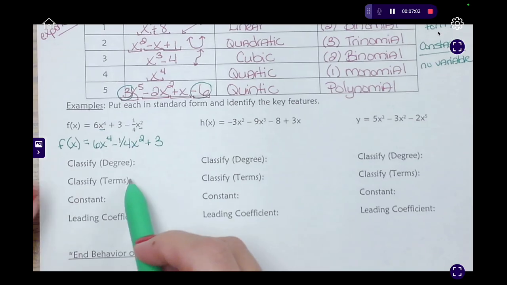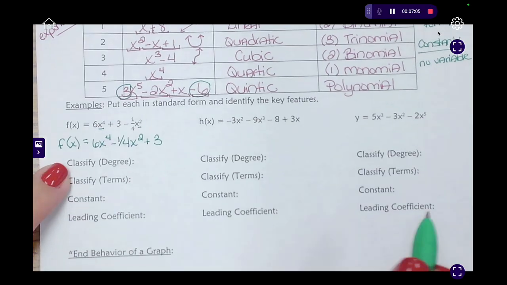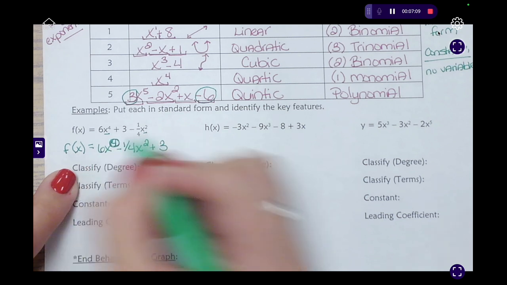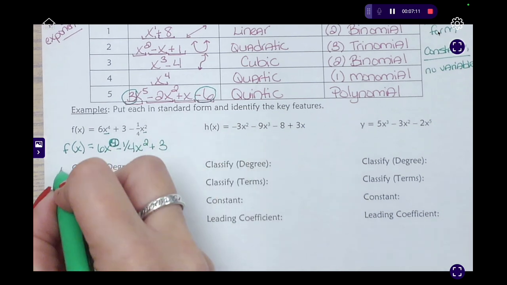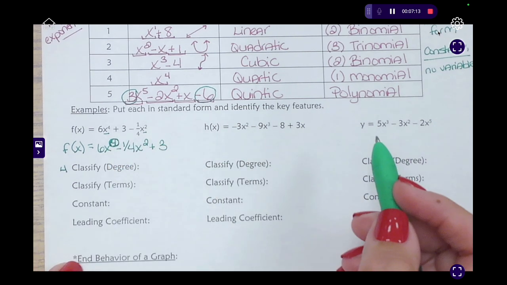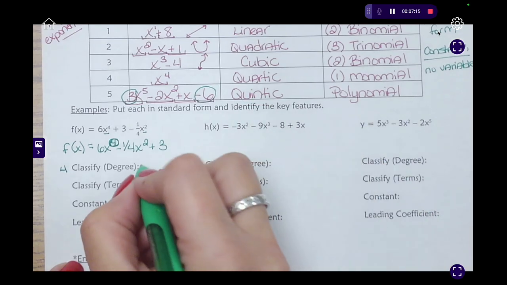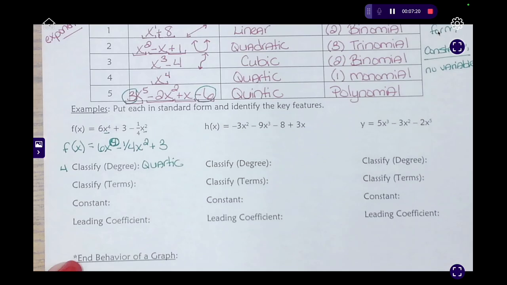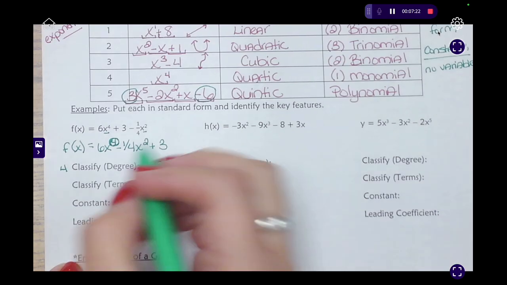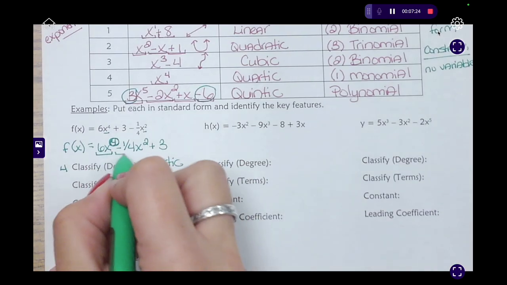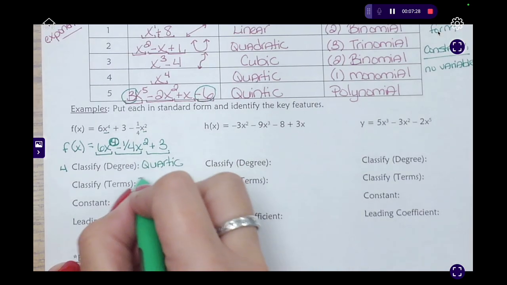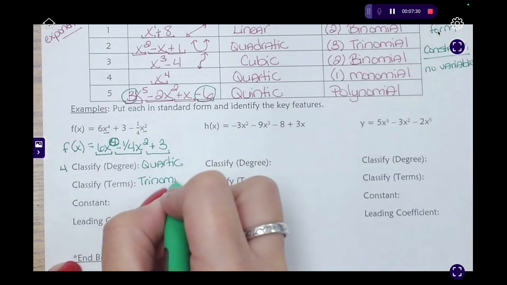Okay, so if I ask you to classify this by your degree, the degree for this polynomial would be 4. If my degree is 4 and I'm asking you to classify that, that would be a quartic polynomial. Next, if I classify it by the terms, I have 1, 2, 3 terms. Because I have 3 terms, that would be a trinomial.